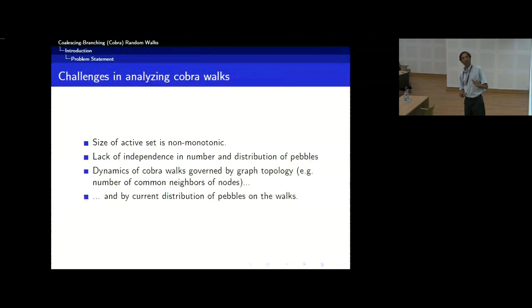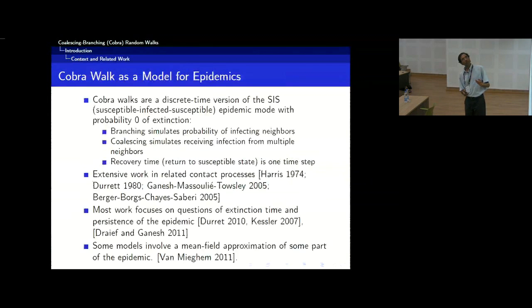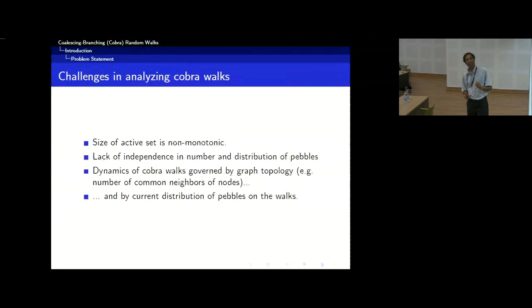Okay, before I talk about that, let me say a little bit about what challenges we faced in trying to analyze this. Unlike, for example, gossip models and rumor spreading models, as in Marcos's talk, where the number of active nodes is continually increasing, here the size of the active set, the size of the infected set, is non-monotonic. So we can't really argue a cover time in terms of analyzing the size of the active set.